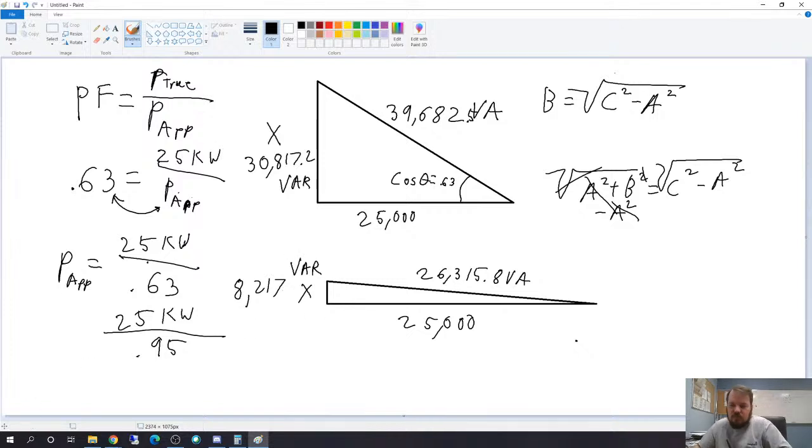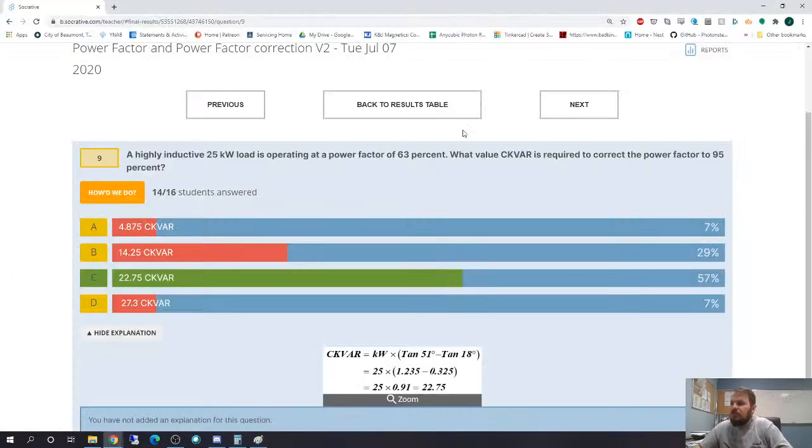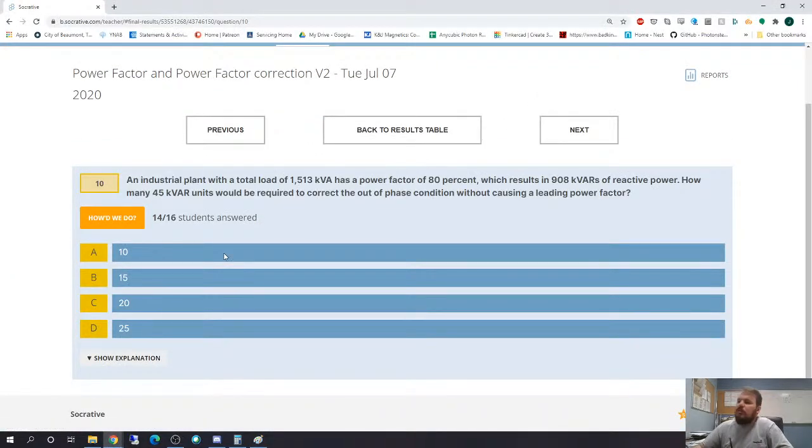Okay. Let's move right along into the next one. An industrial plant has a total load of 1,513 kilovoltamps, has a power factor of 80%, which results in 908 kilovars of reactive power.